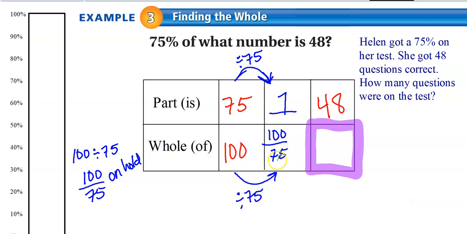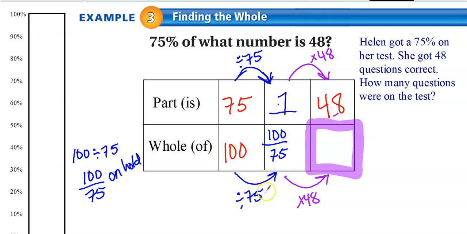I write 100 divided by 75 because this fraction bar means divide. Now I go into the second part of the pattern. When I go from 1 to 48, it's times 48. If I multiply the top by 48, I have to multiply the bottom by 48. Now here's the cool part. Notice the pattern was, I didn't have to do any thinking about what's common factors and what's common multiples. I just took the 75 divided by 75, and then I multiplied by this 48. That told me the pattern.